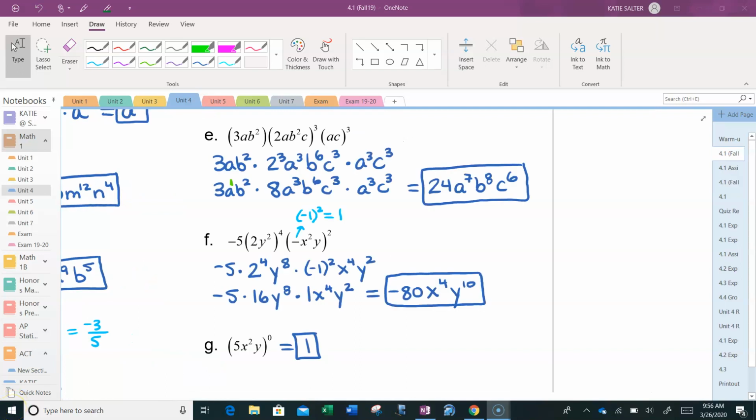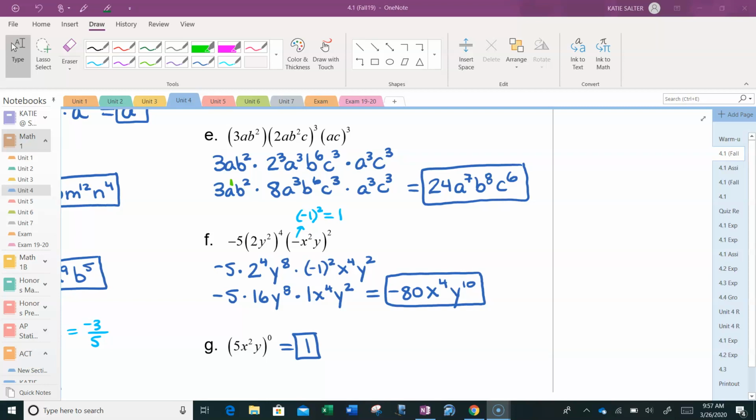Okay, so for this first one, you could notice that we've got some powers in here, so we have to make sure we take care of those powers before we multiply. So I've copied the first one. The next one, I've distributed that power of 3, so that's 2 cubed, b to the 6, c cubed. And then ac cubed is a cubed, c cubed. Then I cleaned it up, and the only part I really had to clean up was this 2 cubed right here, so I went ahead and made that into 8. And then I multiply. 3 times 8, and there's really like a 1 right here, is 24. a to the 1st, a cubed, and a cubed, I add those up: 1, 3, and 3 is 7. b squared, b to the 6, no b's here, so that's b to the 8. And then c cubed times c cubed is c to the 6.